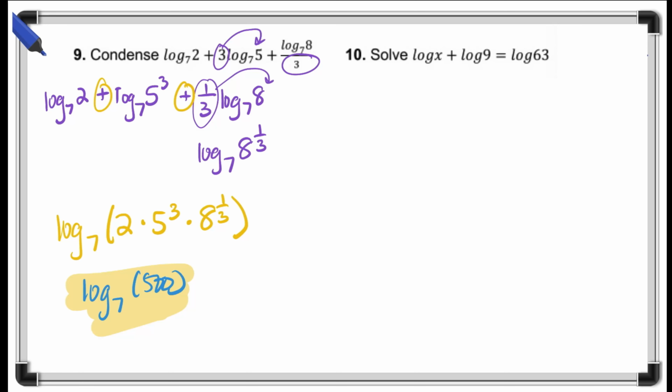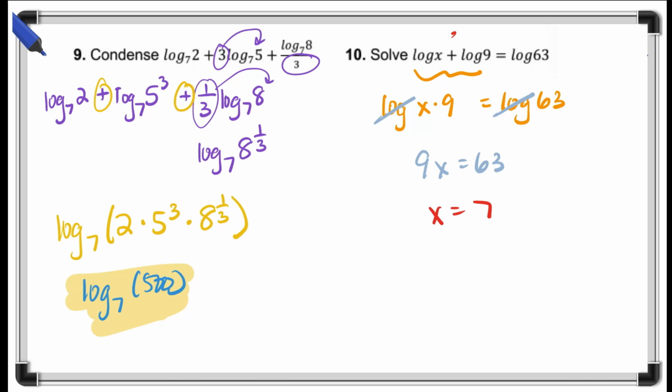Okay, here in number 10, we will have to combine. So let's condense this so we can multiply those together. 63. Logs will cancel, so 9x is equal to 63. So x is equal to 7. Check. Make sure you don't have any extraneous solutions. 7 is good, and that would be our answer.